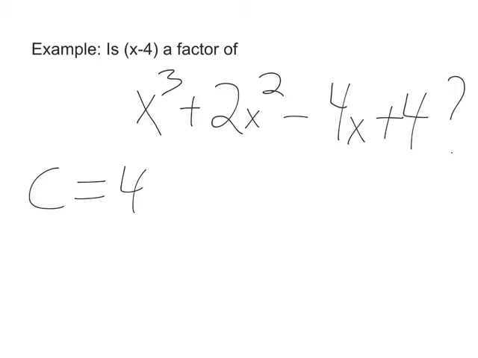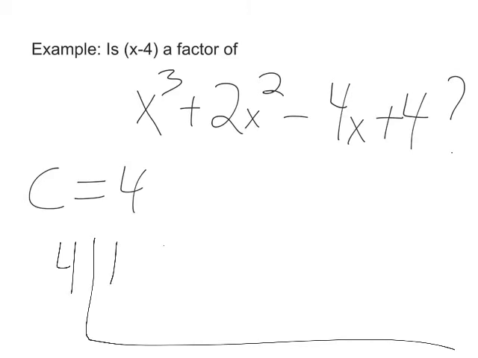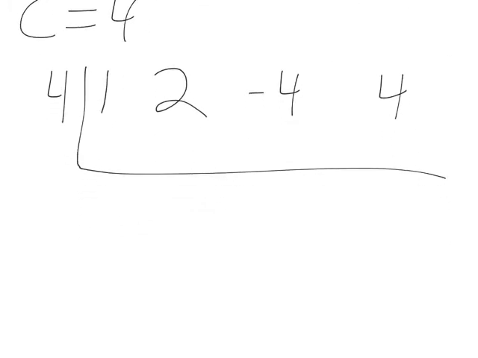Now let's set up our synthetic division. The coefficient on x cubed is 1. We have a 2 on the x squared, a negative 4 on x, and a positive 4 there at the end. What you're looking for here, if x minus 4 is in fact a factor of this polynomial, is that as we do the synthetic division, our remainder term here on the end will be equal to 0.